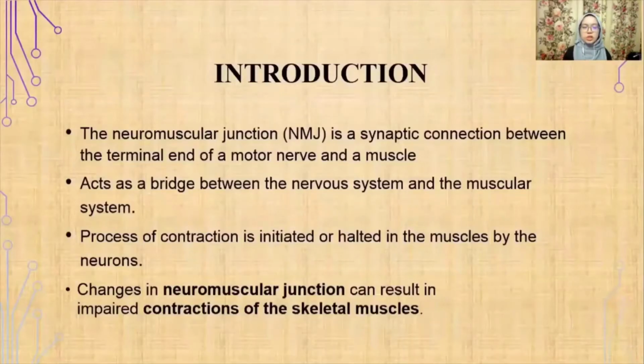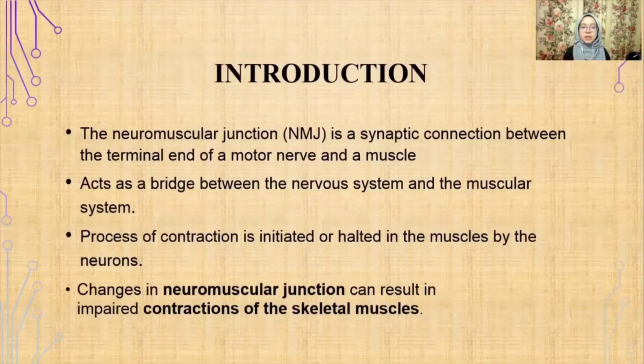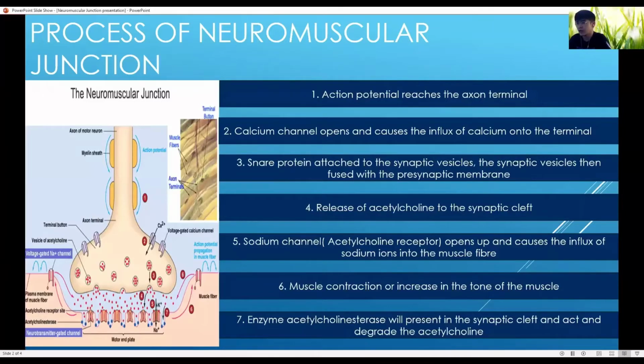What is neuromuscular junction? Neuromuscular junction, or NMJ, is a synaptic connection between the terminal end of a motor nerve and a muscle. It acts as a bridge between the nervous system and the muscular system. The process of contraction is either initiated or halted in the muscles by the neurons, which is why changes in neuromuscular junction can result in impaired contraction of the skeletal muscles, which is why neuromuscular junction is interconnected with muscle contraction.